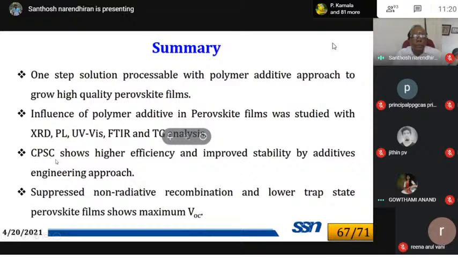Carbon-based perovskite solar cells show higher efficiency and improved stability by the additive engineering approach. Suppressed non-radiative recombination and lower trap states in the perovskite show maximum VOC. These are the conclusion points to be given as summary.